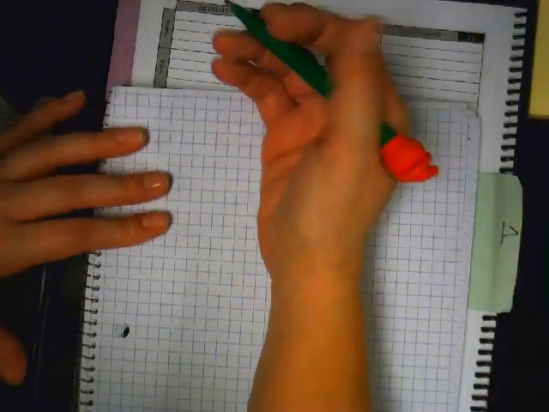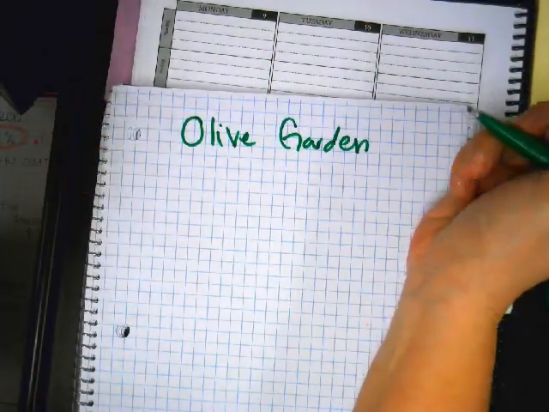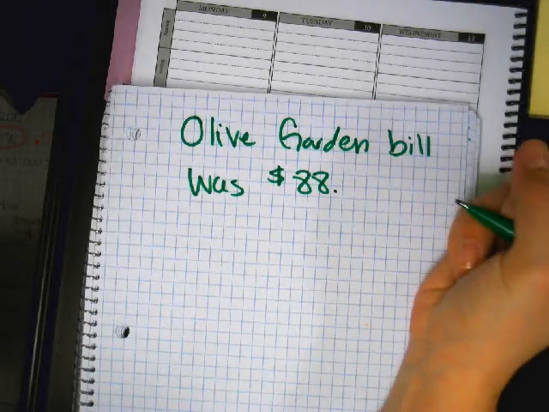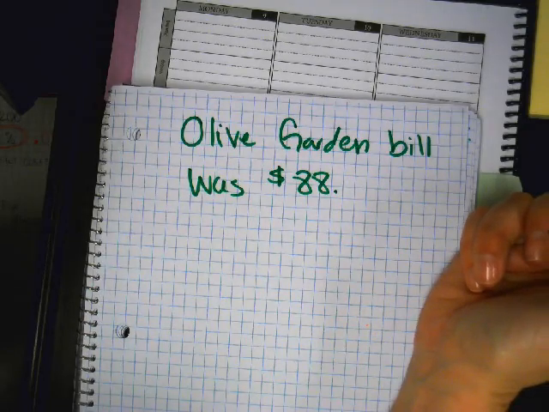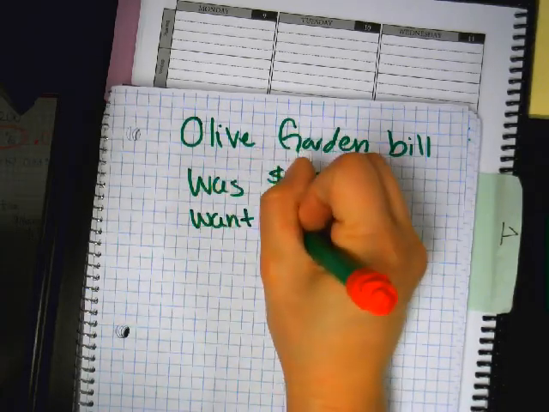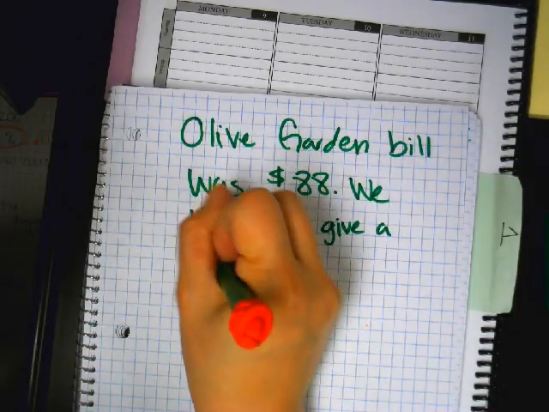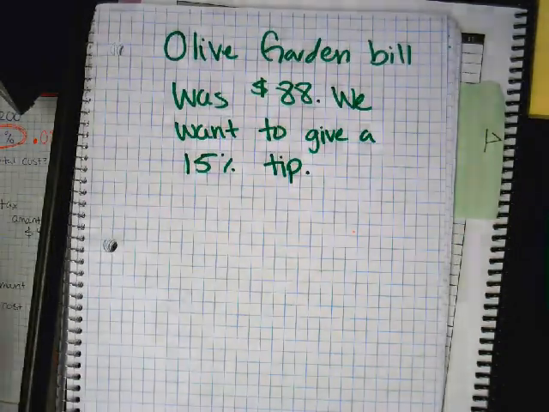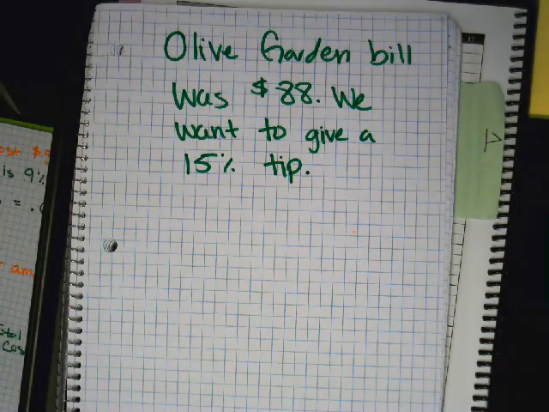So let's say we go to Olive Garden. There you go. Olive Garden bill was, let's say, $88. It's expensive. Yeah, it adds up. We want to leave a, let's say, 15% tip. So we went to Olive Garden, did the soup and salad and pasta, fettuccine Alfredo, and we want to leave a 15% tip.